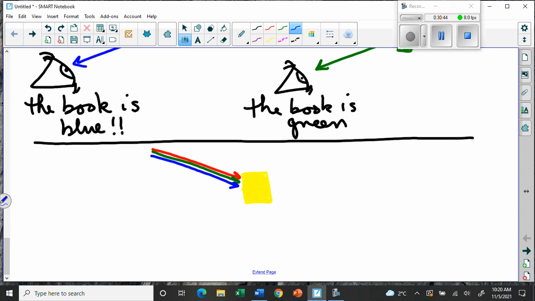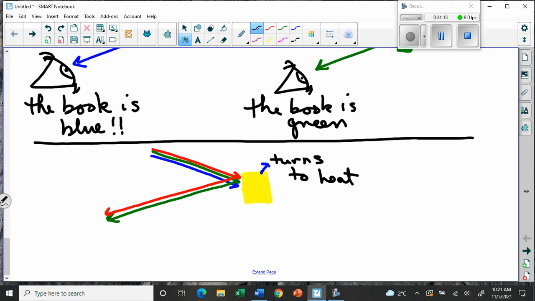And so what happens here is the blue light is absorbed. Blue turns to heat. But there's molecules in here that can bounce the green and bounce the red. So we get two colors reflecting, and the blue turns to heat. It's absorbed. We can't see it.